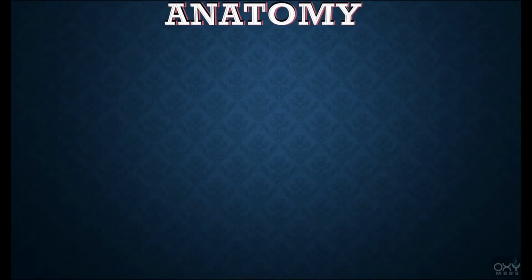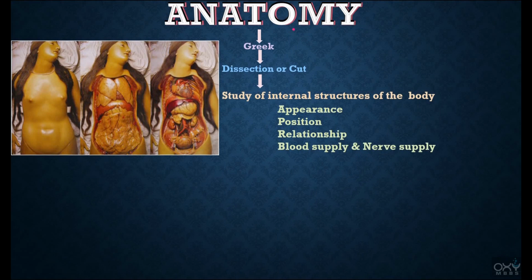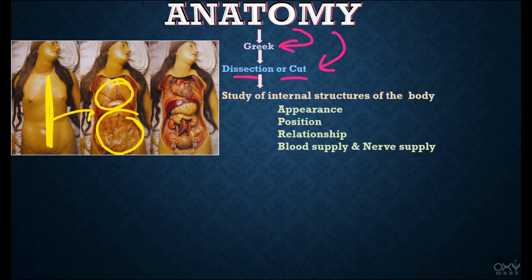Hi friends, in this video we will see what we are going to study in our anatomy subject. But first of all, we should know from where this term anatomy is derived. So friends, the term anatomy is derived from the Greek, and in Greek its meaning is dissection or cutting of the body. Now friends, why are we dissecting or cutting the body? So that we can study the internal structures of the body.